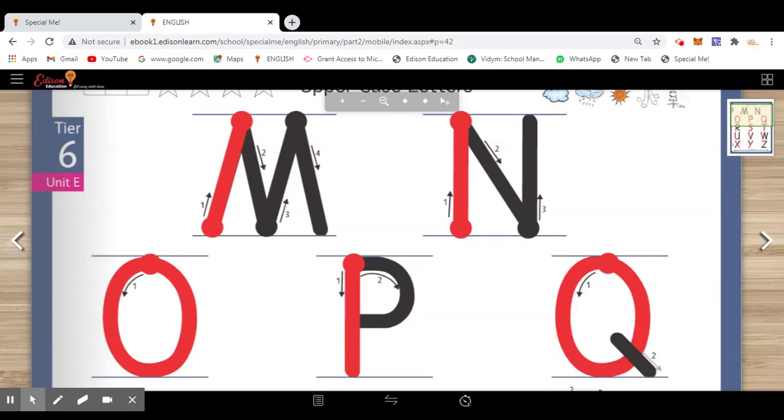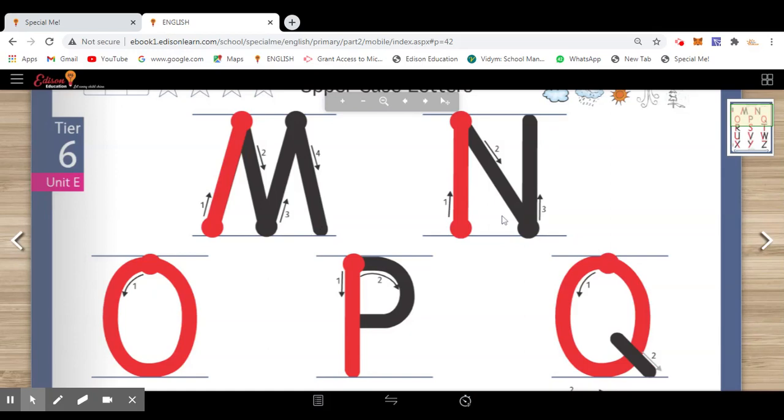So M is a phonic sound of letter M. Now place your finger over here and start tracing letter M. First of all, you have to make a slanting line towards up and then coming downwards, then again upwards and then again downwards, right? So this is uppercase letter M and M is a phonic sound of letter M.